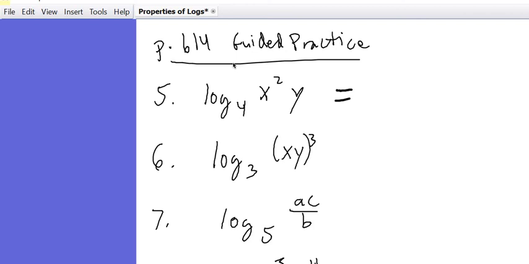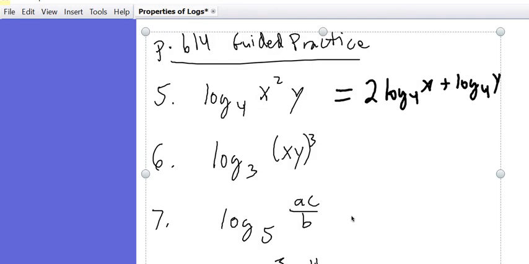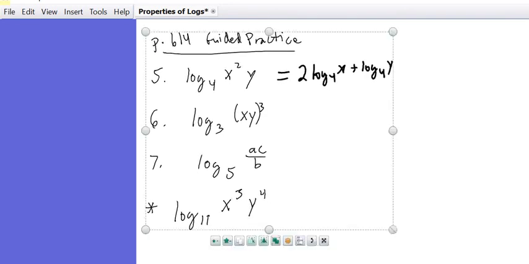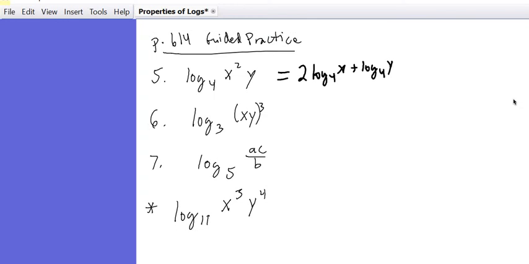Log base 4 of x squared times y can be simplified to 2 times log base 4 of x plus log base 4 of y. Okay? Everybody agree with that? All right? Let me change colors here. Okay, now what can we do in the next problem with that 3?